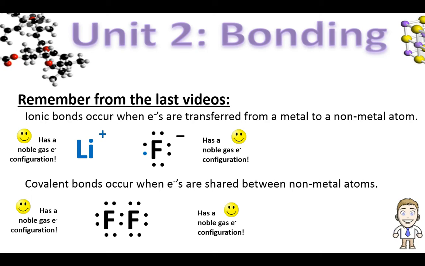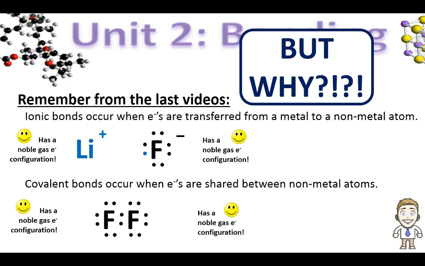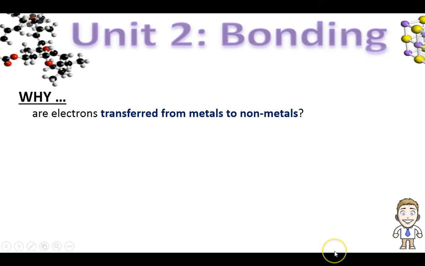We left out one really important piece from these videos, however, and that is the why. Why do metals lose their electrons, and why do nonmetals not do that? Why do they keep them? It's a really important question to answer to really understand chemical bonds. So let's start with ionic bonding and ask the simple question, why are electrons transferred from metals to nonmetals?